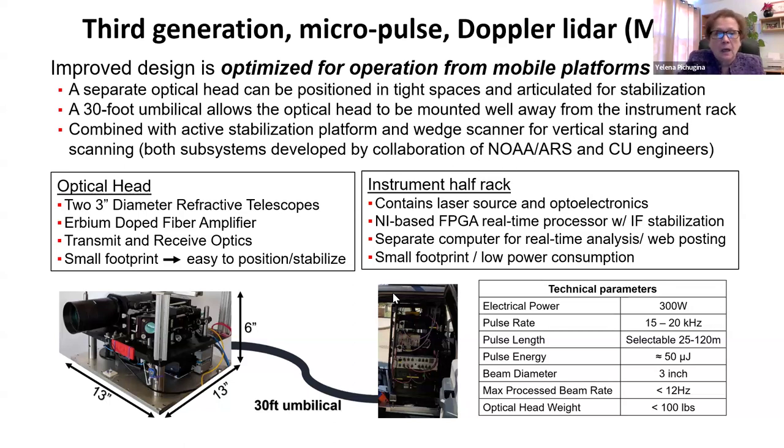Especially this is important for small aircraft where there is not much space. And as you know, usually the experiment carries not only LIDAR but other instrumentation. So here is some information about the optical head. It's about 2-3 inches in diameter, with refractive telescopes, and it transmits and receives optics, so it's easy to position and also stabilize. The instrument half rack contains the laser source and optoelectronics, and it also has a computer for real-time analysis and sends data to a website, and it also has a small footprint and lower power consumption. You can see all the technical parameters in this table. Electrical power is about 300 watts, and pulse energy is 50 millijoules. And at the bottom, you can see that its weight is less than 100 pounds.